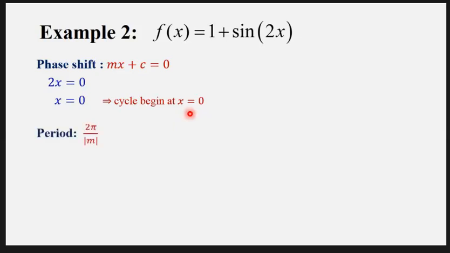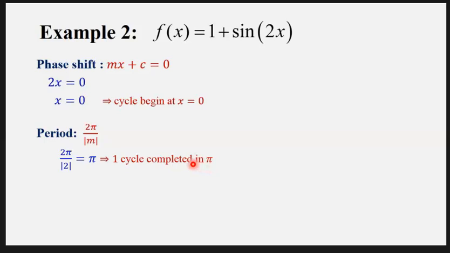Following that, we find the period, where we have 2 pi over modulus m, where the m here corresponds to the coefficient of x. So as a result, we have 2 pi over modulus 2 equals pi, where one cycle of the sine graph will complete in the length of pi.